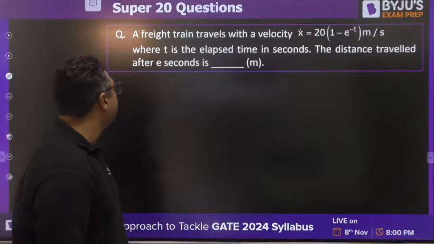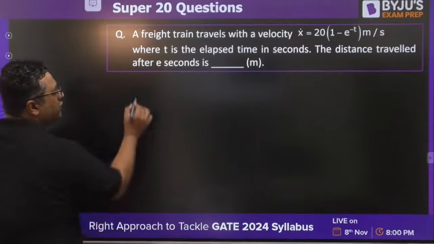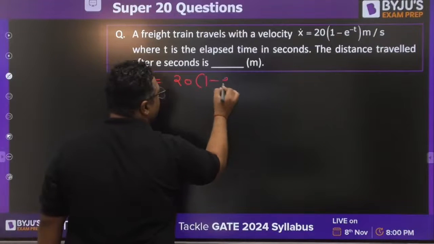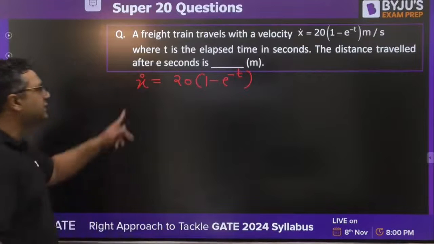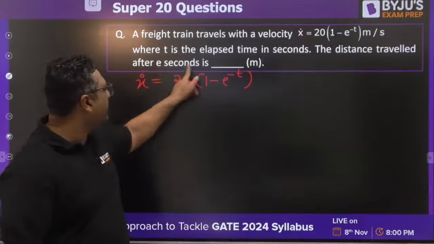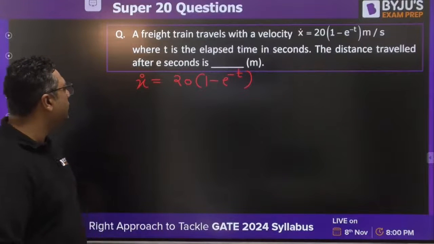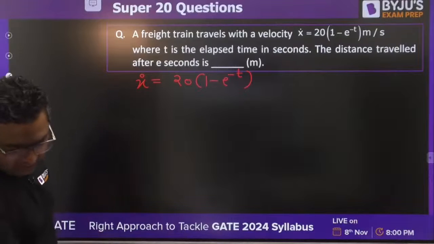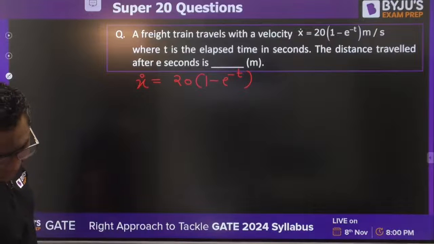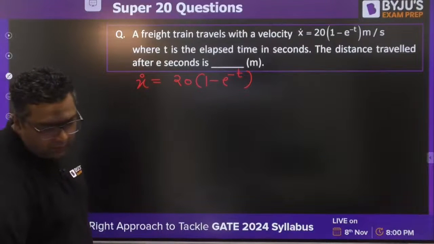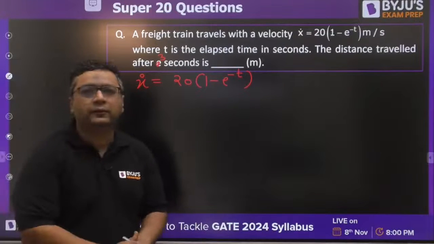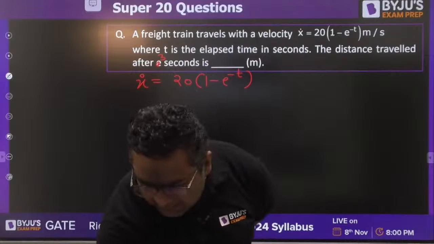This is the first question guys. A freight train travels with a velocity. You can see they have given x dot as 20 into (1 minus e to the power minus t). Here t is the elapsed time in seconds, and they are asking for the distance traveled after t seconds, that is, in 3 seconds. Try to solve it guys, then I will help you.